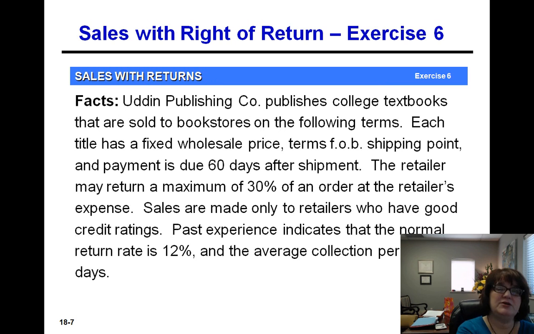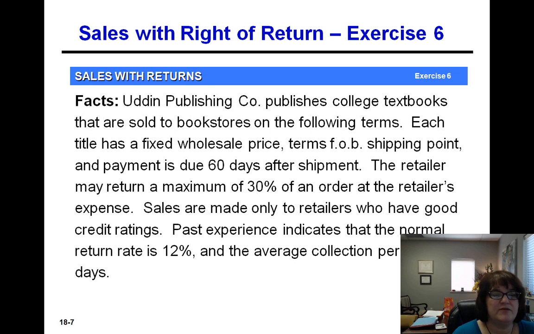Okay, so what I'd like you to do is take a look at exercise 6 in your book. The facts are reprinted here for you on the screen. You've got a publishing company that publishes college textbooks that are sold to bookstores with the following terms. Each title has a fixed price. That's important for our 6 criteria. The terms are FOB shipping point, which means title transfers to the buyer at the point of shipping. Payment is due 60 days after the shipment. The retailer can return a maximum of 30% of an order at the retailer's expense, so it's their cost to get the books back to Udden Publishing Company.